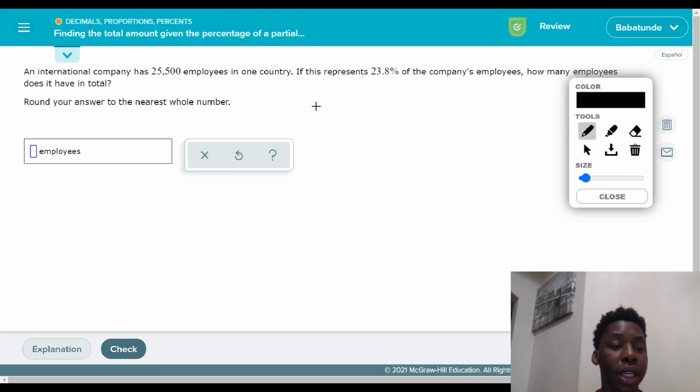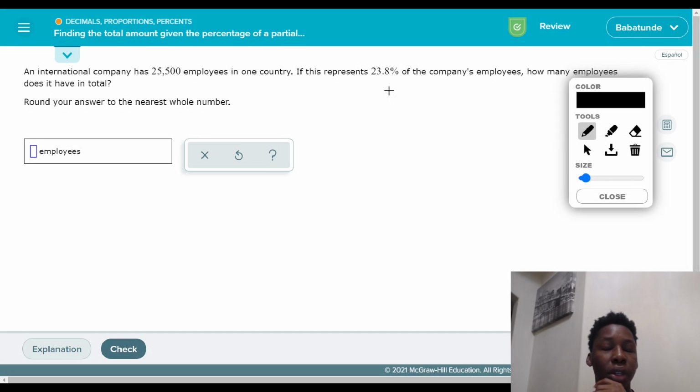This question says an international company has 25,500 employees in one country. So in a country, that company has 25,500 employees. And then the next sentence says, if this represents 23.8% of the company's employees, so if this, which is 25,500, represents 23.8% of the company's employees, which is the company's employees in total, how many employees does it have in total?